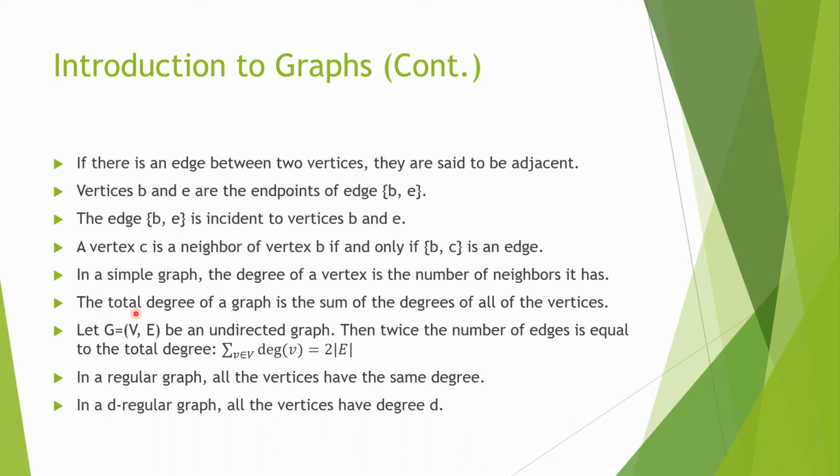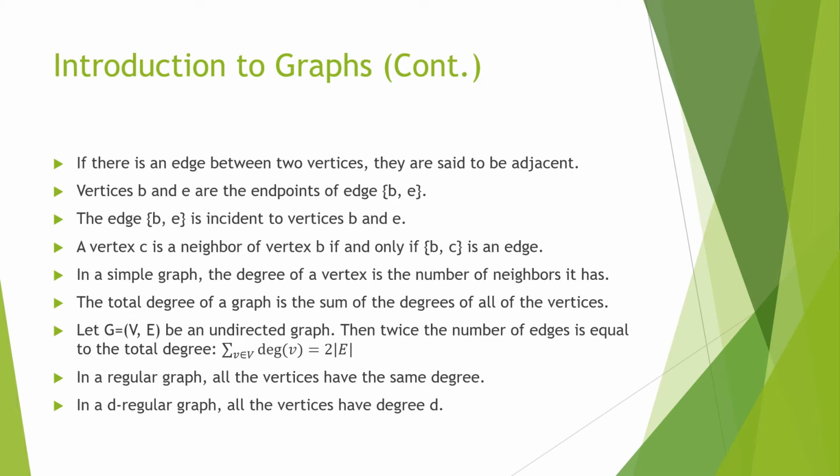The total degree of a graph is the sum of degrees of all the vertices in that graph. So what was the degree of a vertex? The number of neighbors of that vertex. It means the number of vertices that are connected to that vertex. And then the total degree of a graph is the summation of all the degrees of all the vertices in that graph.